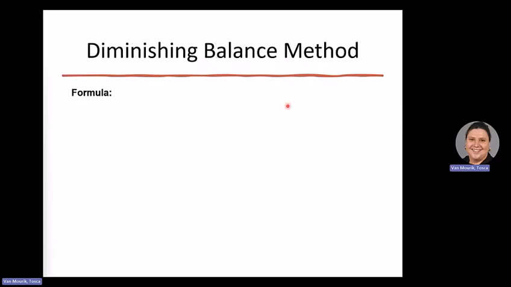Let's look at the diminishing balance method. In plain English, diminishing means reducing balance. So we are going to base this depreciation on a reduced balance each time. So the depreciation will be based on the carrying amount, carrying value, or you will also see they talk about book value. Everything is the same thing.